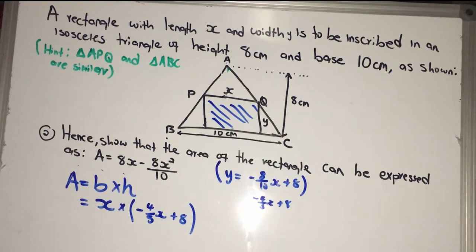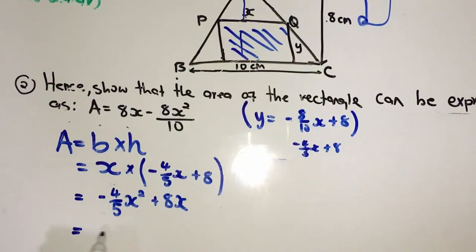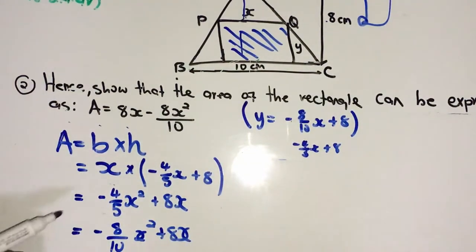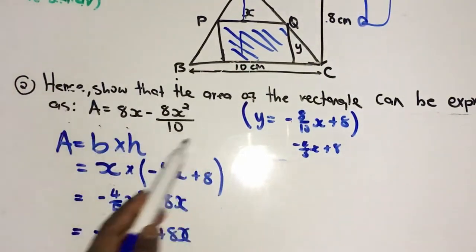Okay, so we're going to multiply x throughout. We multiply x by this term, and we're going to leave minus 4 over 5 x squared, and then this by that, we're going to leave plus 8x. So it will be the same as minus 8 over 10 x squared plus 8x. So in this form, we multiply 4 over 5 by 2 over 2.